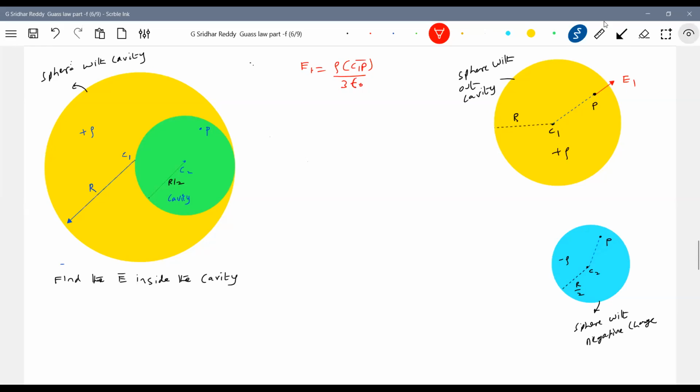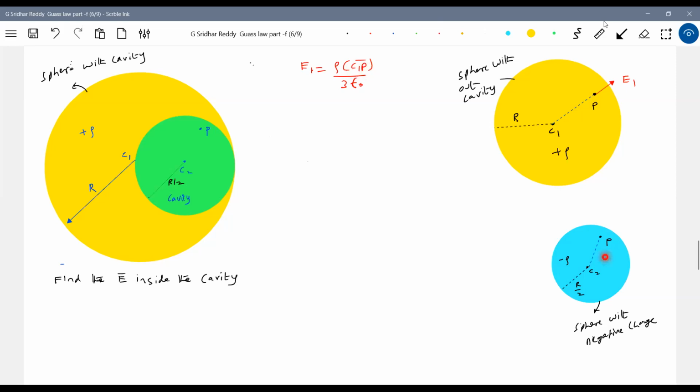Please try to understand in the vector form. In the magnitude, how much will be rho R? This will become small r. So magnitude into unit vector should be equal to vector. So C1P bar, I'll write it.